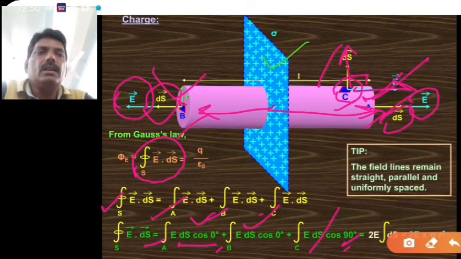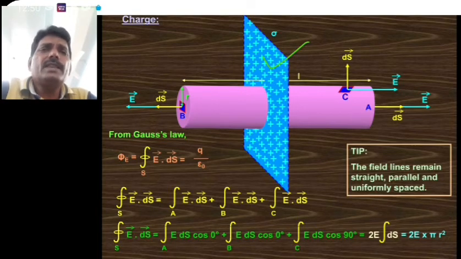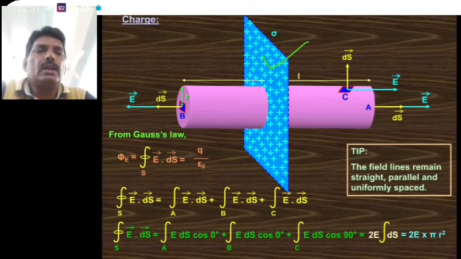So finally you got closed surface integral E dot ds is equal to twice E into integral ds. Now what is the value of integral ds? Integral ds means the surface area, and the surface area of the circular part is nothing but pi r square. So ultimately you will get 2E into pi r square. This is the value of the closed surface integral E dot ds.